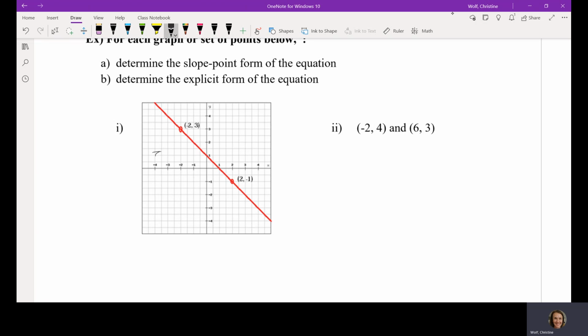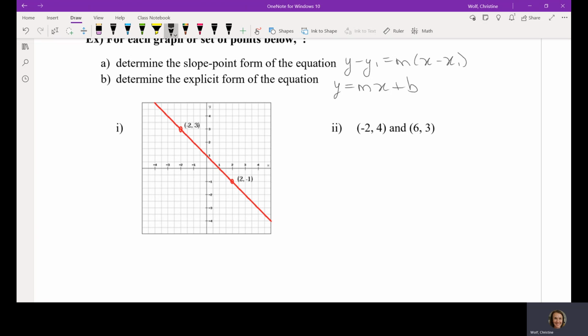It says for each graph to determine the slope point form. Okay, so we're going to determine the equation of this form, first of all. And then B says determine the explicit form, I mean slope-intercept form. So that's the one we learned from 6.3. So now we're going to create both types of equations for the one line. Okay, so for both of these equations, I need to know the slope. Each one of them has an m in it, right?